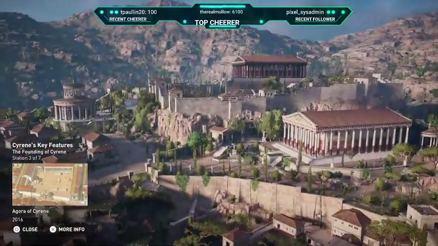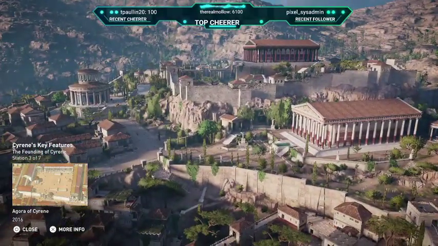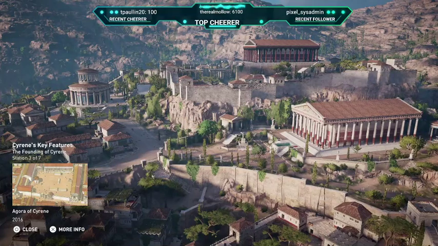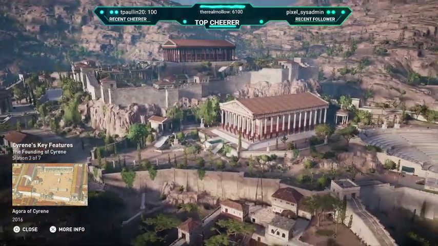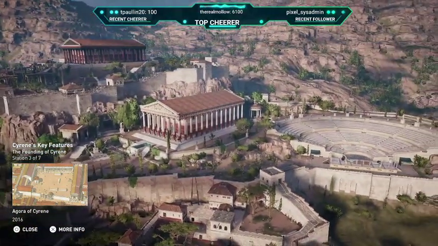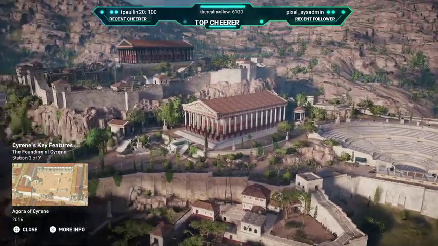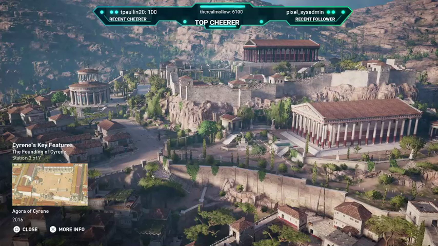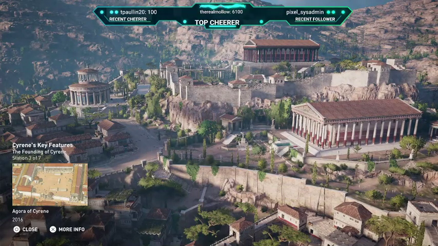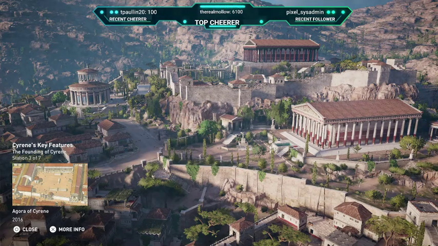The key features of Cyrene were temples dedicated to gods Apollo, Demeter, and Zeus, alongside Ptolemaic gods such as Isis and Serapis. A large agora defined the city's center, and on the western edge, the famed Acropolis was built. A fortification wall was added around the harbor at the end of the 2nd century CE. As the city grew, more buildings were constructed beyond the walls.